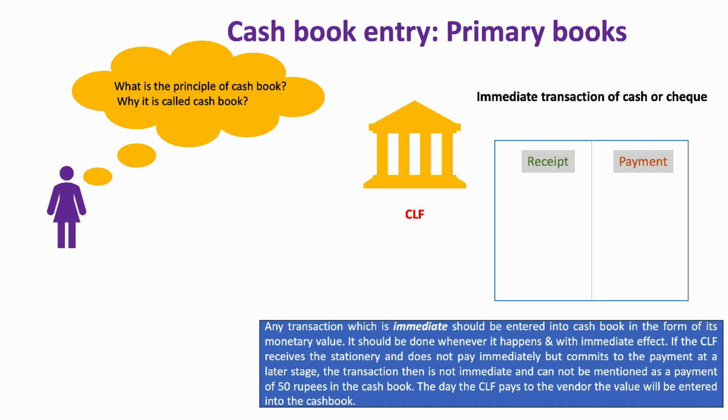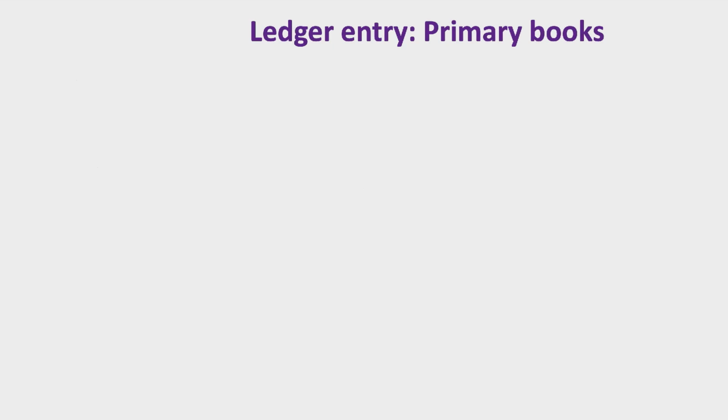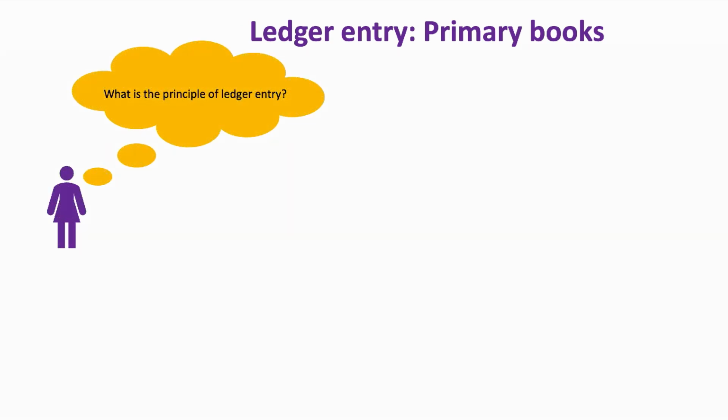And as usual, these values can either be receipts or payments. So the main point is that the transaction has to be immediate and it can be either through cash or cheque. Let's move on. We now come to the second set of the primary books, which is the ledger entry.